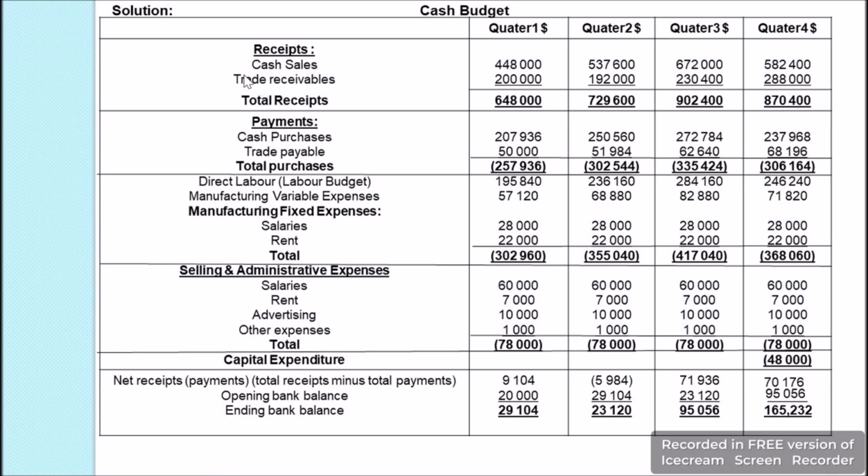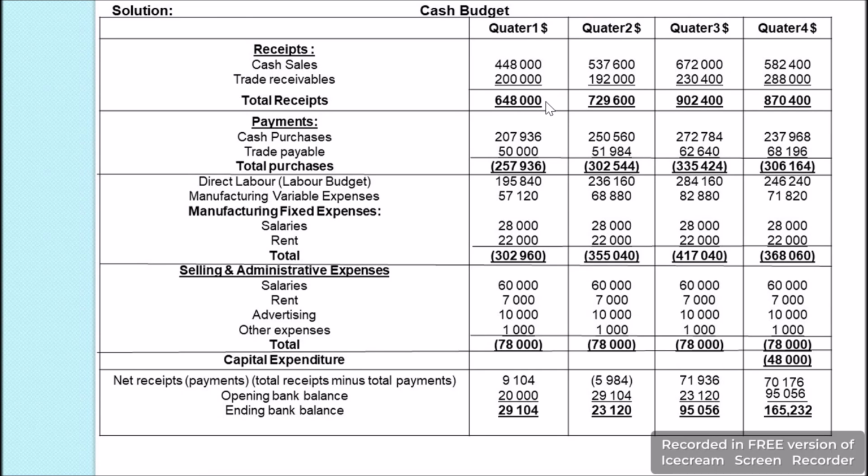Then we will write the cash received from the trade receivables, which we have calculated in the trade receivable budget, and for the first quarter it was $200,000, for the second quarter it is $192,000, for the third quarter it is $230,400, for the fourth quarter it is $288,000. Then what we do, we add both of these, that is the cash sales and the total cash received from the trade receivable, to get the total receipts.